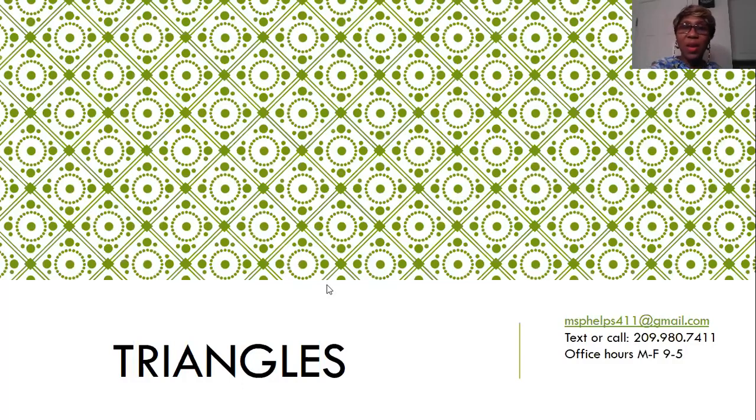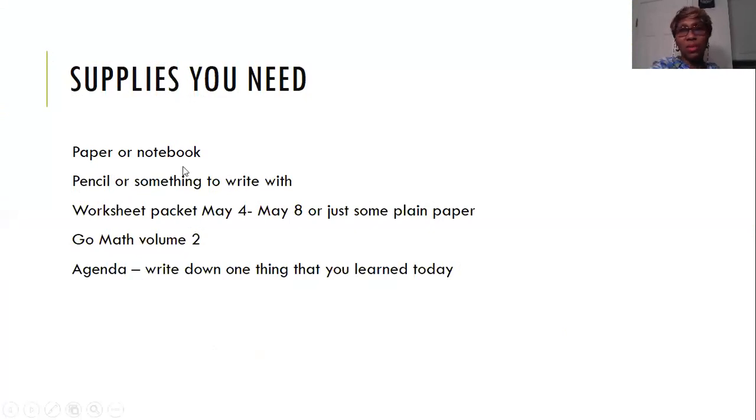Well, this shape is triangles. We're going to be talking about triangles today, okay? But first, you need your supplies. We need some paper or a notebook if you have one, pencil or something to write with. Your worksheet packet from last week, it should say May 4th through May 8th on it. Or get some plain paper, that's fine too. We probably won't be needing this Go Math book, so don't worry about that. And of course, I need you to get your agenda if you have that, okay?